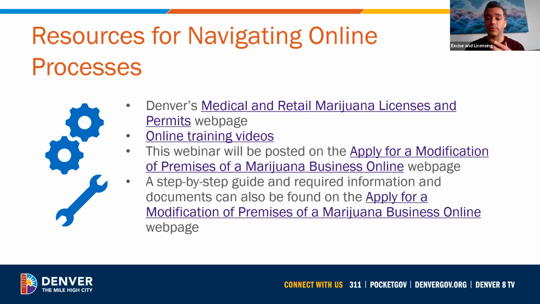So if you find yourself starting the process and you're a little bit unsure of how to proceed, you can always visit our website, apply for a modification of premises of a marijuana business license online, and you'll find the step-by-step guide and that required information.